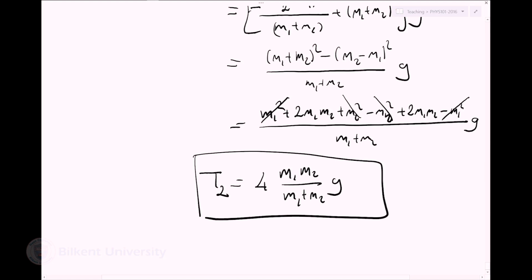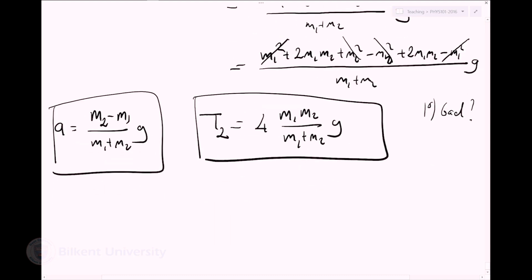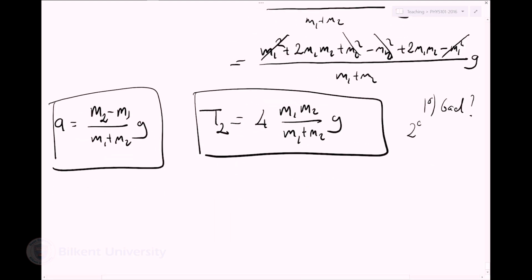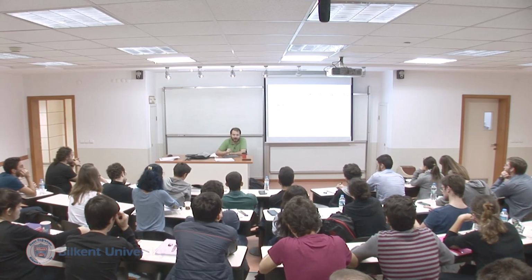Okay. I also found a above. What was it? It was (m2 minus m1) divided by (m1 plus m2) times g. So, did I reach my goal? Yes. Let's check the units. What should be the unit for the tension in the rope? It should be newtons, right? It's a force. So let's check.